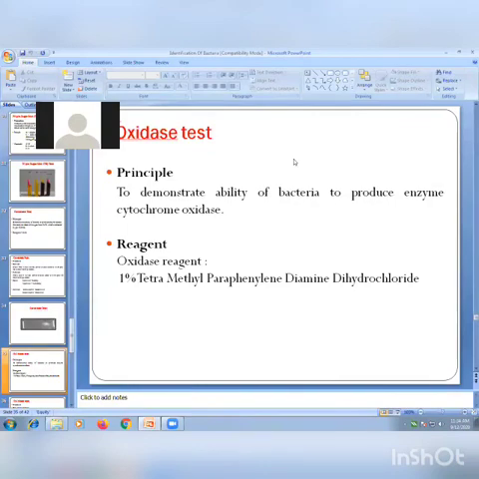Oxidase test, another test we are using. Principle: to demonstrate the ability of bacteria to produce an enzyme, cytochrome oxidase. The oxidase reagent we are using, and the name of that reagent is very important, write it down. Always this question is asked during your viva. So what is the name of the oxidase reagent? Tetramethyl paraphenylene diamine dihydrochloride is the name of the oxidase reagent that we are using.